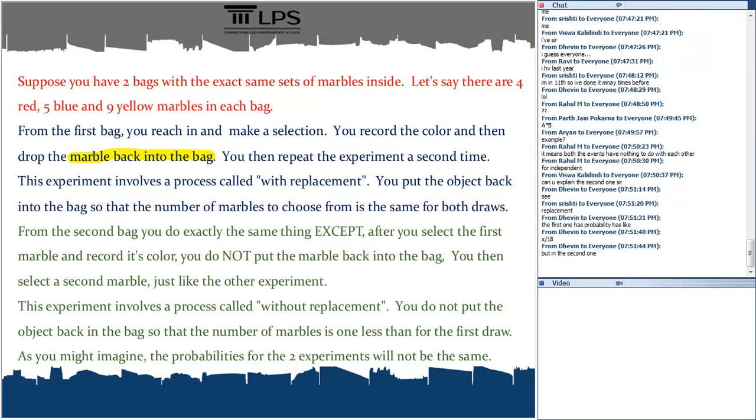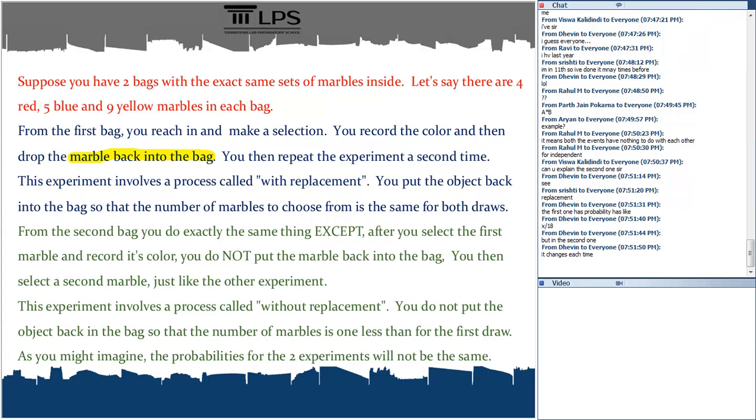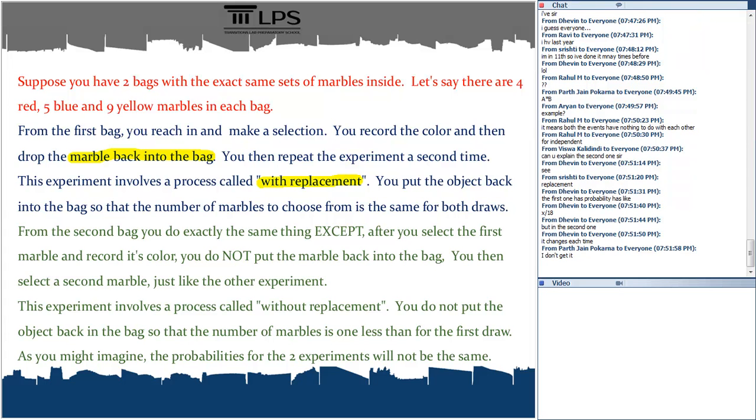You then repeat the experiment a second time. This experiment involves a process called with replacement. So wherever you are doing a with replacement case, we will conclude that the events are going to be independent of each other. The probability of occurrence of the events are going to be independent of one another.